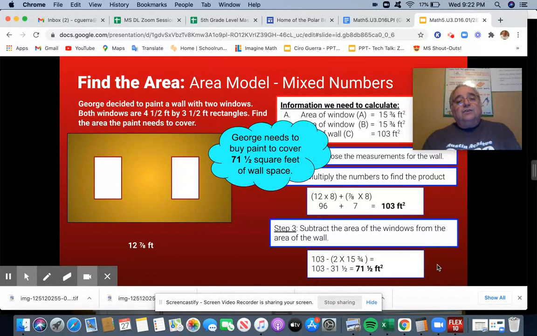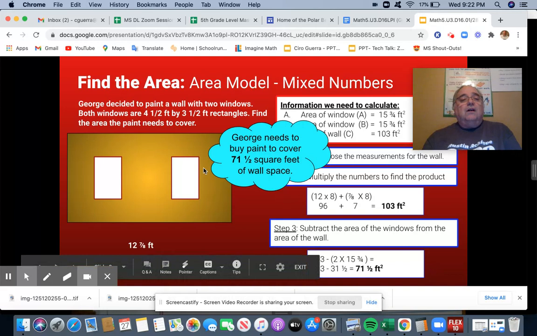All right. George needs to buy paint to cover 71.5 square feet for the wall. And that's what we answered there. Once we answer that, we can go to the next one.